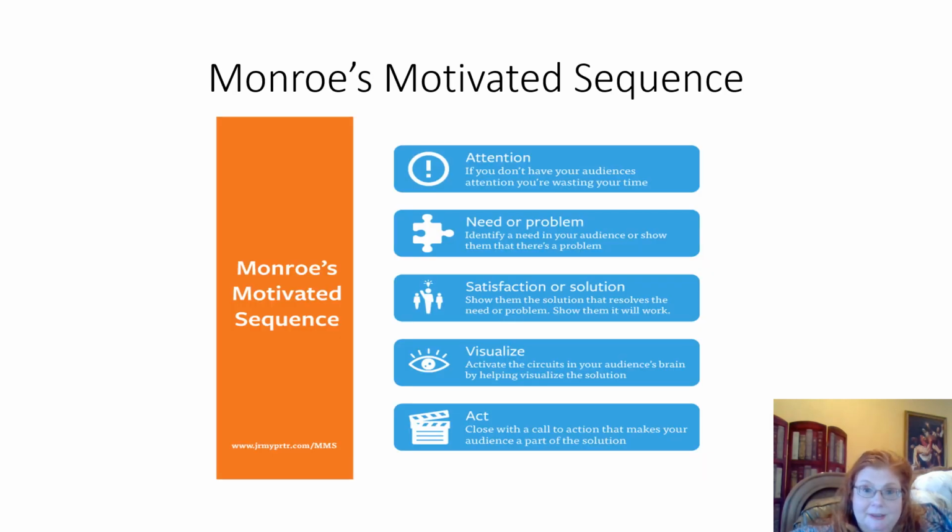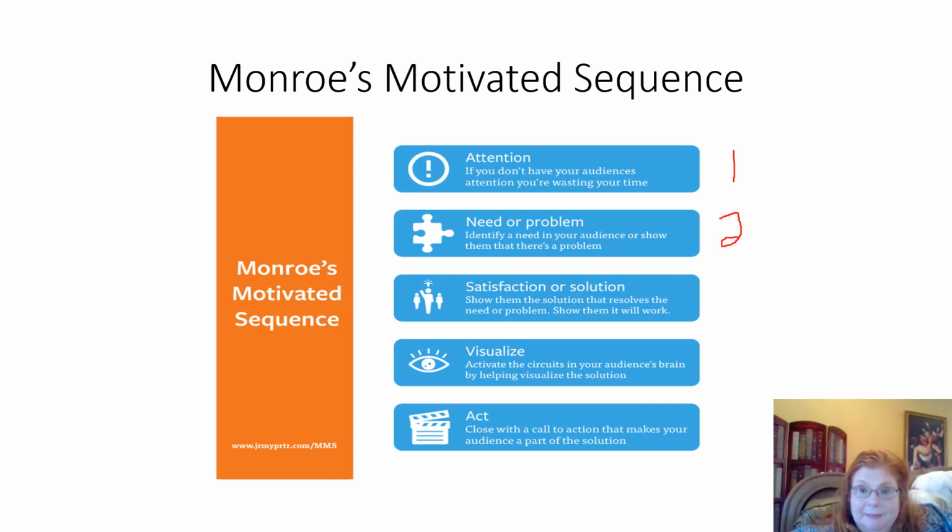Monroe's motivated sequence. There are about 5 steps here, and this is generally used if you're trying to convince others of a certain point. It's used in persuasive speaking more often. Your first step is the attention step. This is where you're trying to get people's attention. This can be done using a statistic, something of that nature. You can use a story, anything that helps you gain people's attention.